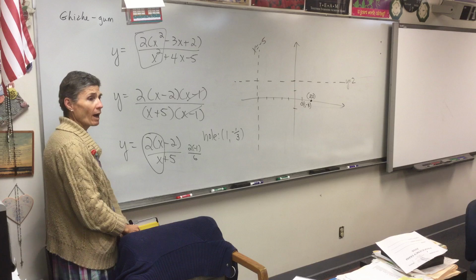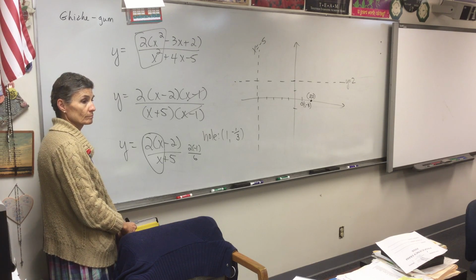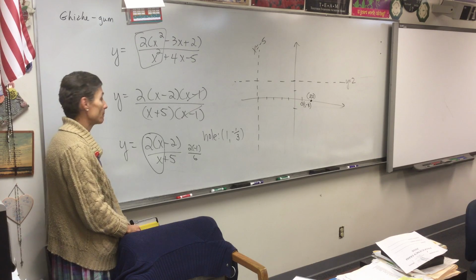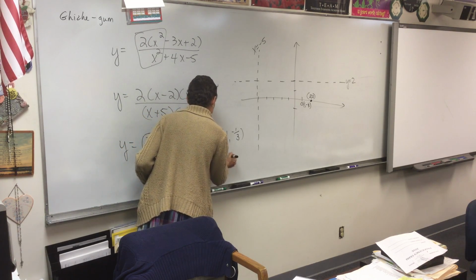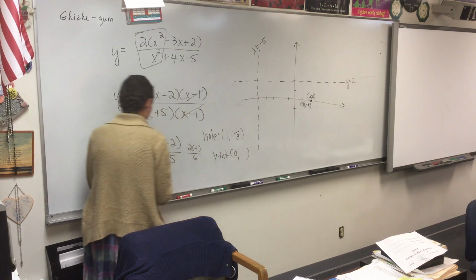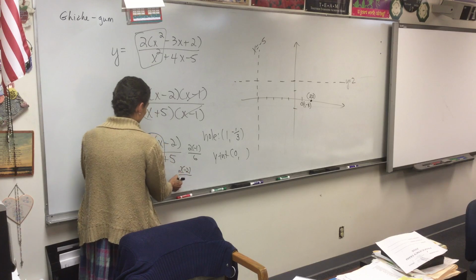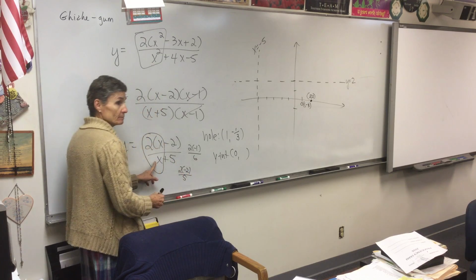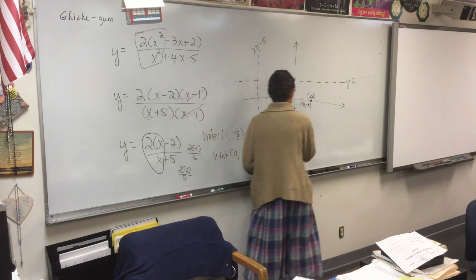How do I get my y-intercept? I plug in 0. So what happens to get my y-intercept? I'm going to plug in 0. So what do I have? 2 times -2 over 5? -4/5.